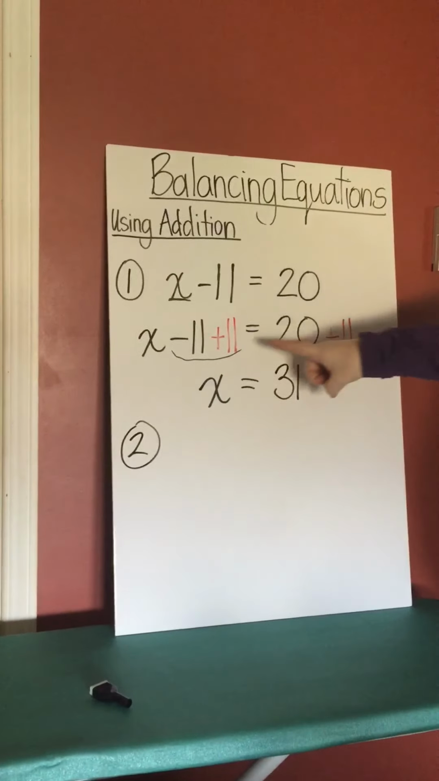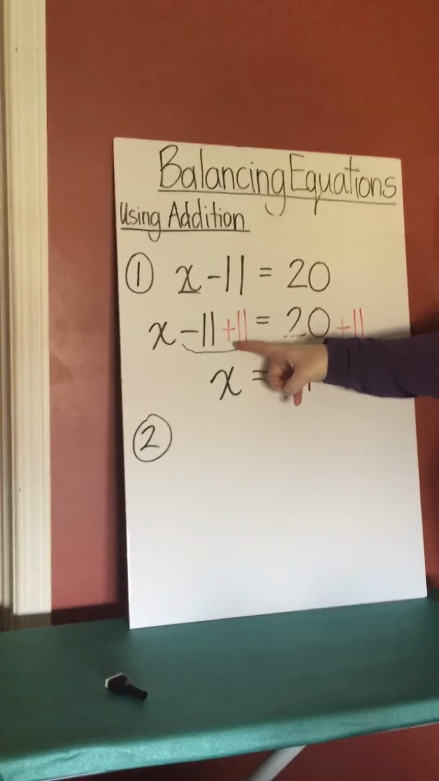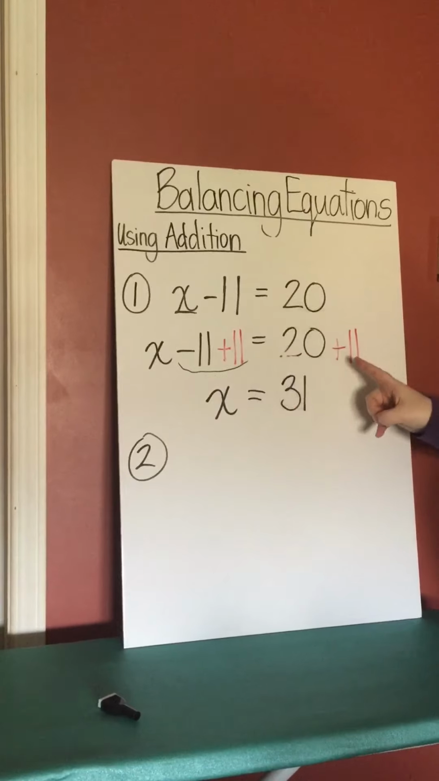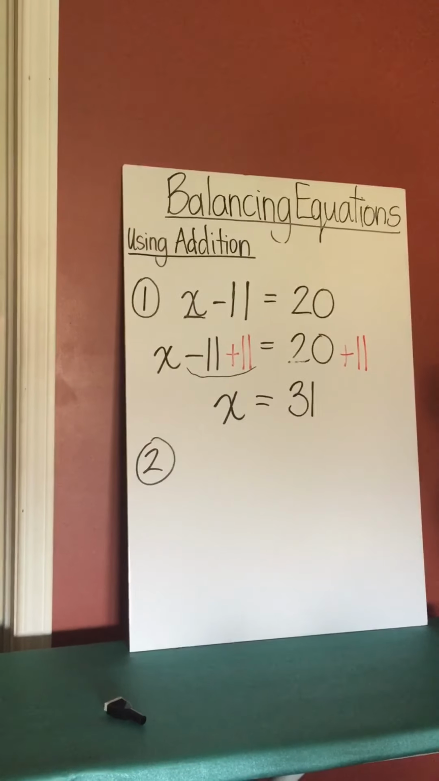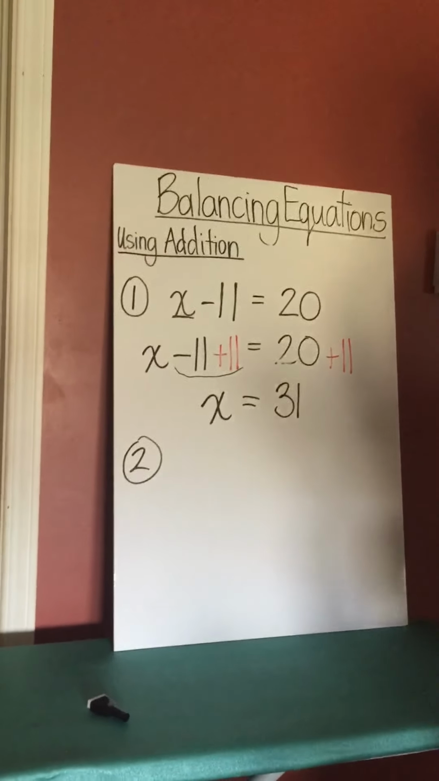And I just want to point out that the reason we call this using addition to balance the equation is because we're adding 11 to both sides of the equation. We're not changing the problem. We're keeping it balanced. Okay, so here's our next one.